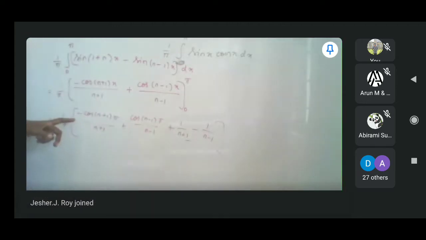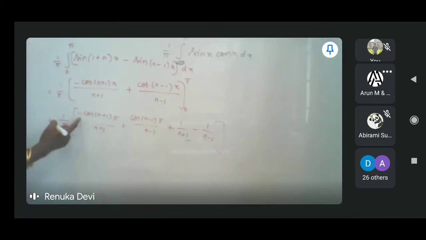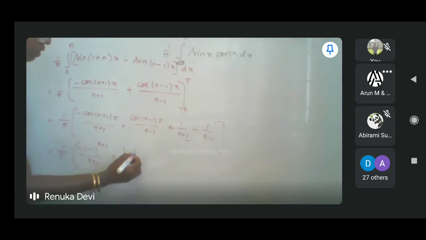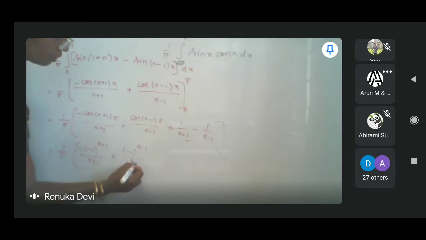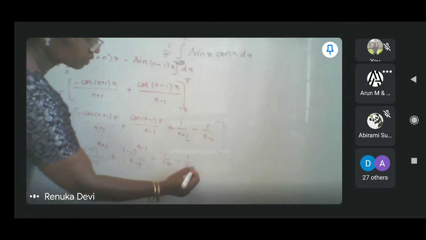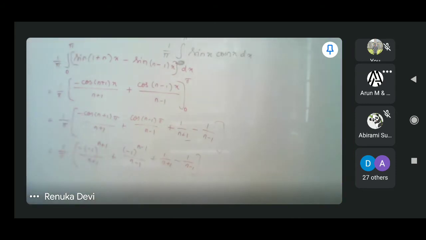You just see this one. It is 1 plus minus. That's what I am asking. This is minus of minus 1 power n plus 1 by n plus 1. Plus this is minus 1 power n minus 1 by n minus 1. Plus 1 by n plus 1 minus 1 by n minus 1. Is it okay now?